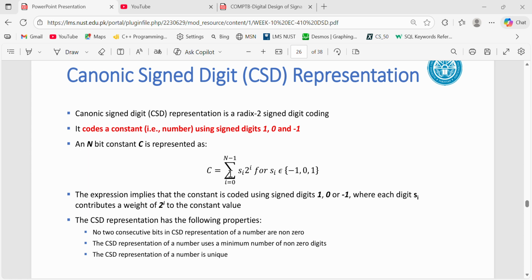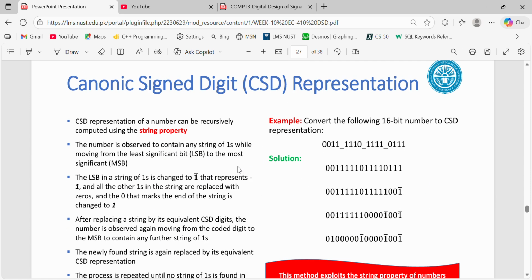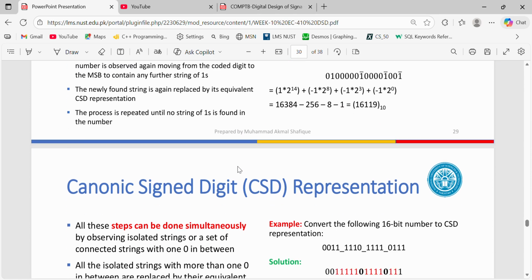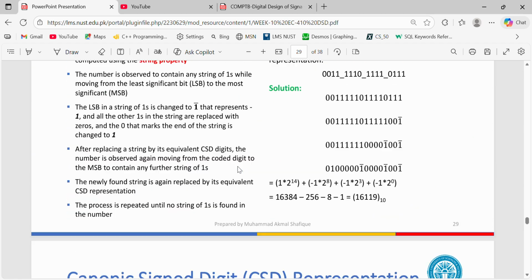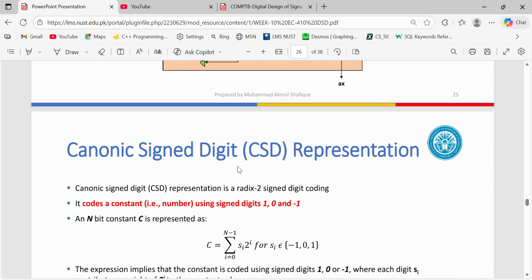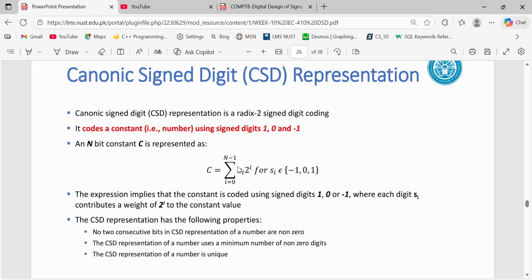So actually I was learning this topic and I was getting a bit confused about the CSD and MSD. MSD is the next topic after canonic signed digit representation. MSD is minimum signed digit representation. I was getting a bit confused about these topics and I was looking for a YouTube video, but I couldn't find one. So I thought after learning this topic, maybe I can make a video and put it on YouTube. So let's start. What's canonic signed digit representation?